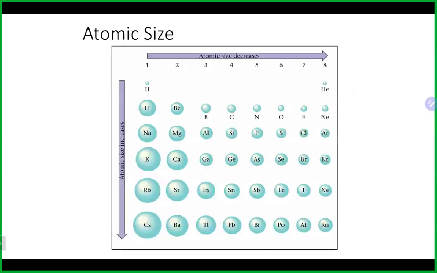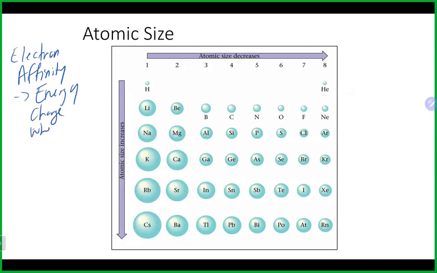Atomic size, the size of an atom gets smaller as we go to the right and up, and larger as we go down. So another important trend is electron affinity. Electron affinity is the energy change that occurs when we gain an electron. And in terms of electron affinity, it increases as you go this way and decreases as you go this way on the periodic table.